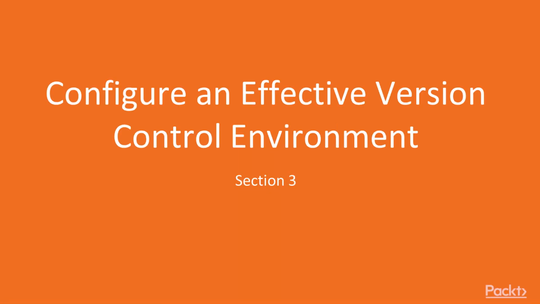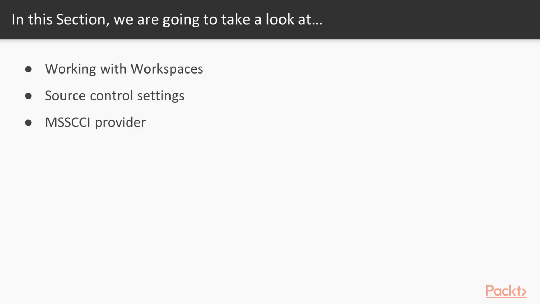Hi, and welcome back. In this particular section of the course, we're going to start talking about configuring an effective version control environment. Some of the things you're going to need to do to configure that environment are, one, to start setting up your workspaces correctly. We've talked a little bit about workspaces, but we're going to focus a video on that topic specifically.